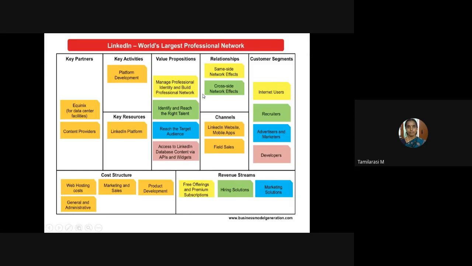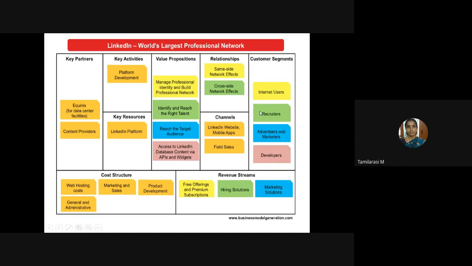Relations means in what way they are maintaining the customer, the same side network or the cross side network. Then in what way they are advertising about that, obviously the website or the mobile apps, right?